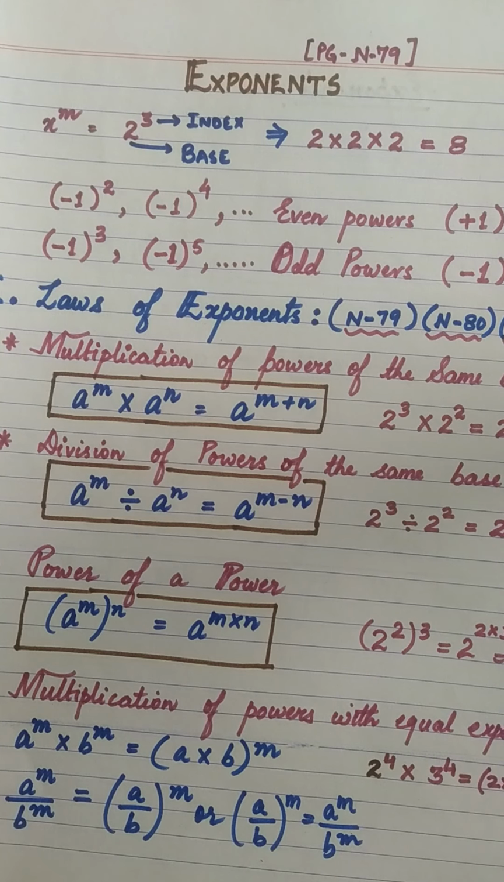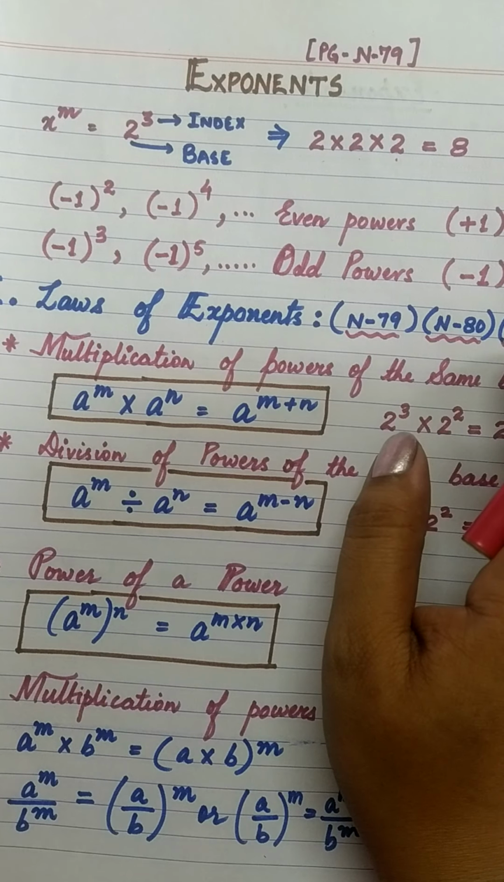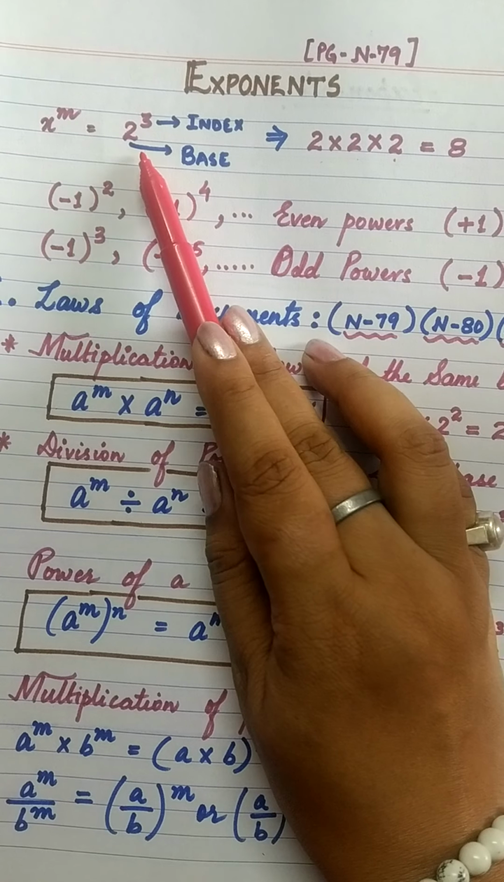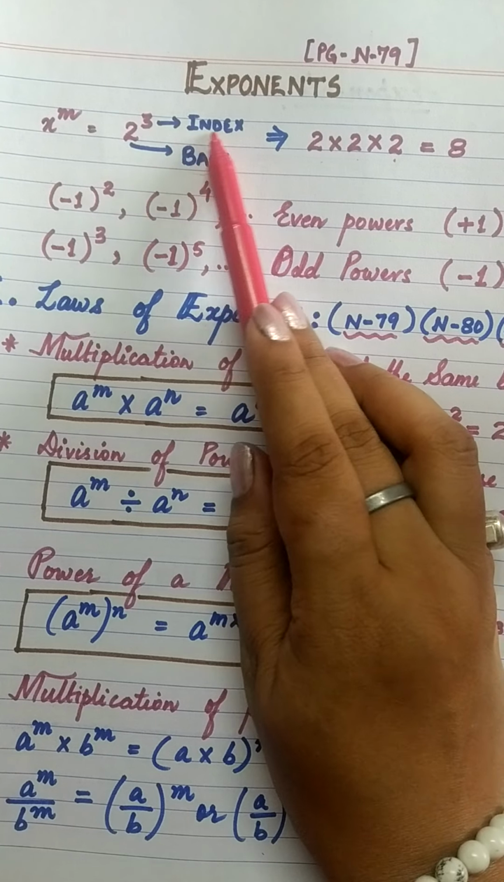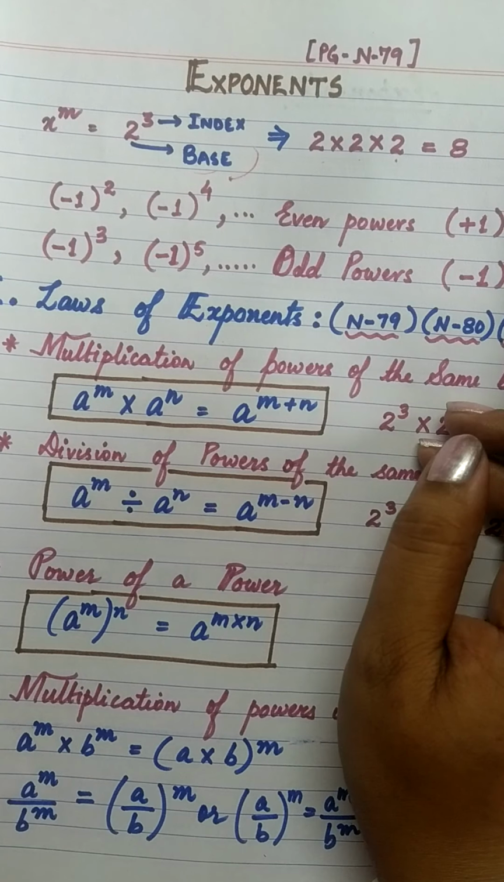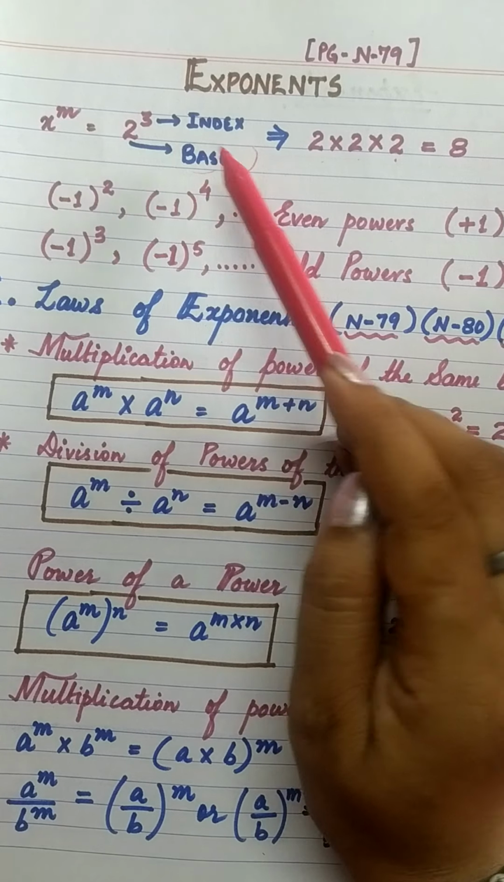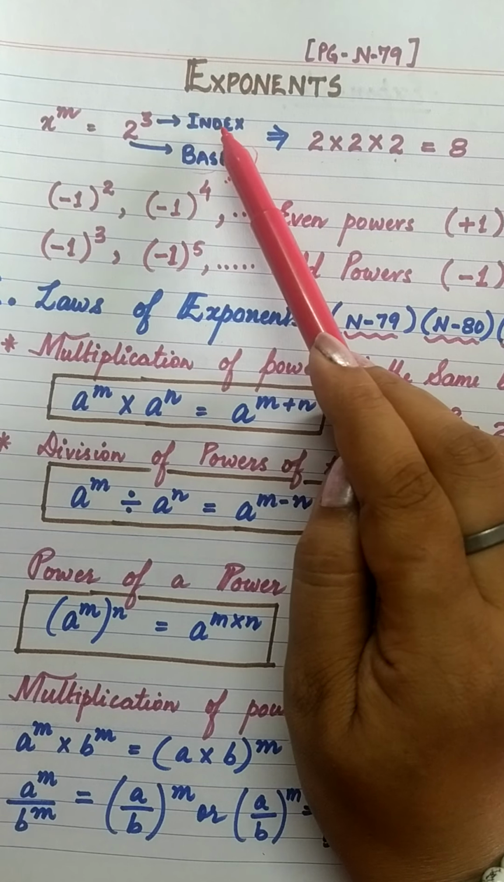If I say 2 to the power 3, that means 2 is multiplied by itself thrice, and the number which is multiplied is the base. The number of times it is multiplied is called the index. So if I write 2 to the power 3, here 2 will be the base and 3 will be the index.